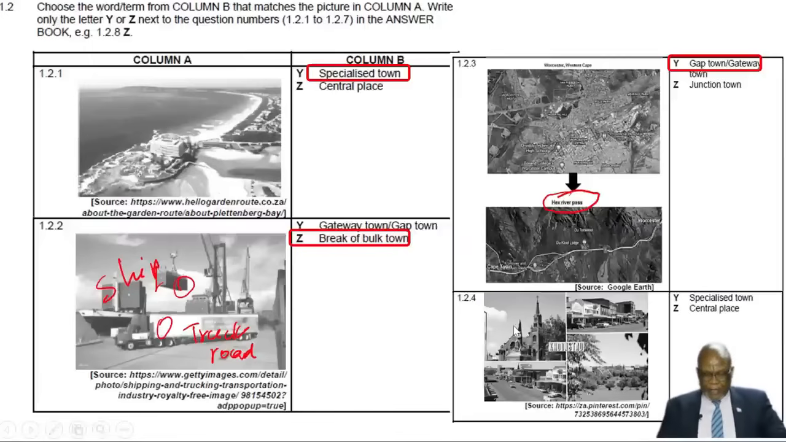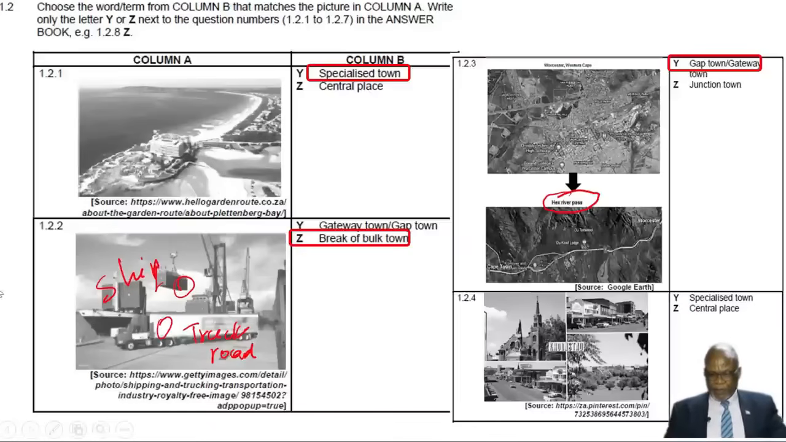And then what do we have here? We have a town called Kroonstad. Here in Kroonstad, is this a specialized town or a central place town? If it's a specialized town, what does it specialize in? We can't think of anything that it specializes in, but here we can see a town, and you can see there are rural areas here. So what do we call this town now? We call it a central place town.